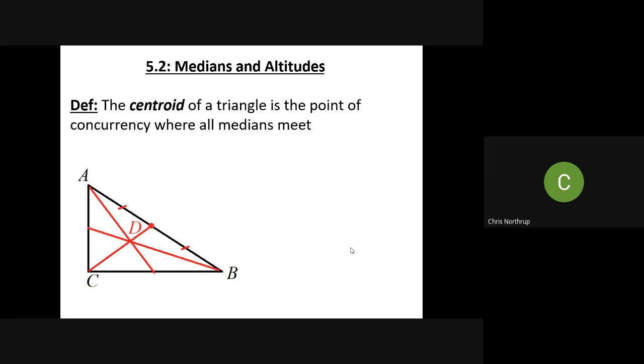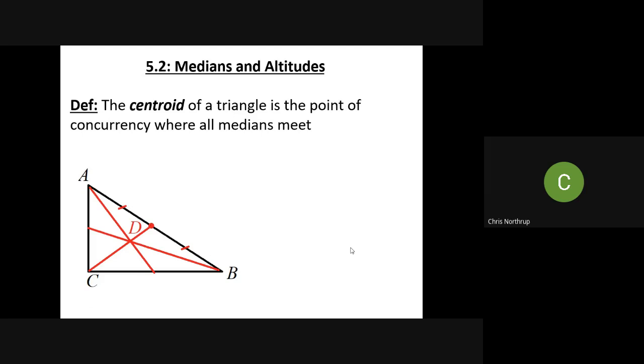So that point D is a point of concurrency. That's some review from last time. It's where those three medians meet. That point D is what we call the centroid. So last time we had circumcenter and incenter. This one is called centroid. So that's where all the medians of a triangle meet.